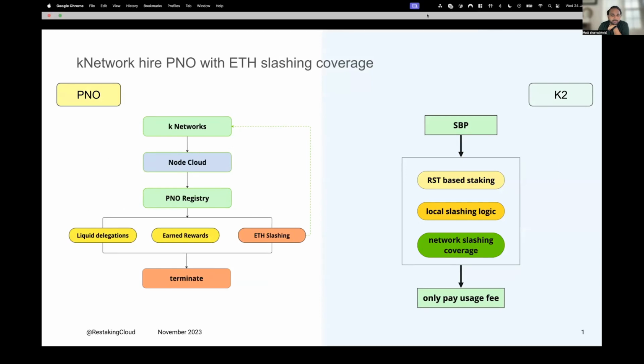So there are two segments here. On your screen, on the left side is a P&O, and on the right-hand side is a K2. So these are two completely isolated environments working in tandem. But we have to take the P&O as a node cloud, right? How the K networks hire a P&O with the slashing coverage. But we're just giving the K2 as an abstract view of how the K2 actually works another way, right? K2 has its own operations. So these are Restaking Cloud's first two protocols here, and how they flow and work in tandem.